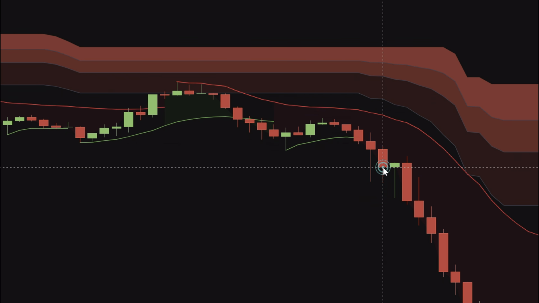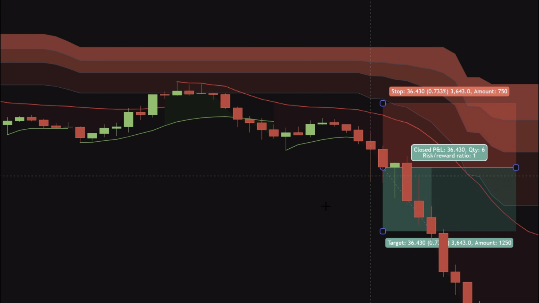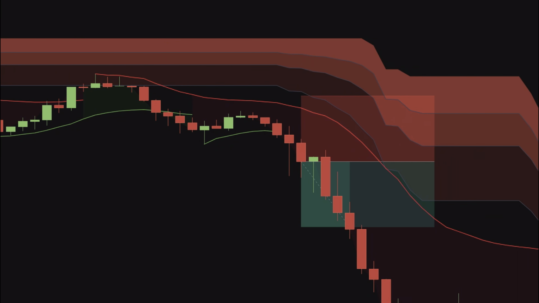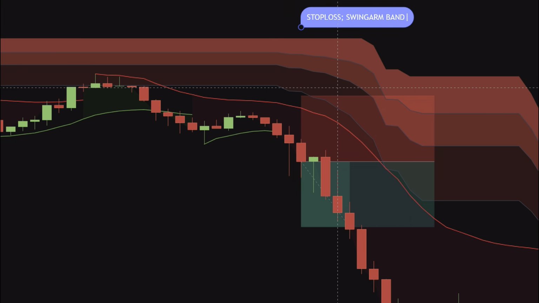Now comes the part most traders ignore until it's too late. Risk management. Never risk more than 1% per trade. I don't care how confident you are. The market will humble you, and always set a stop loss. If the trade turns against you, you cut it at a logical point, not when your account is already bleeding. For a sell trade, your stop loss goes at the SwingArm band or recent swing high. That's the invalidation point. If price reclaims that level, your theory is wrong. Get out.